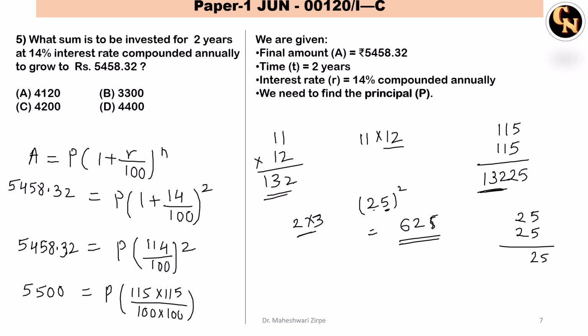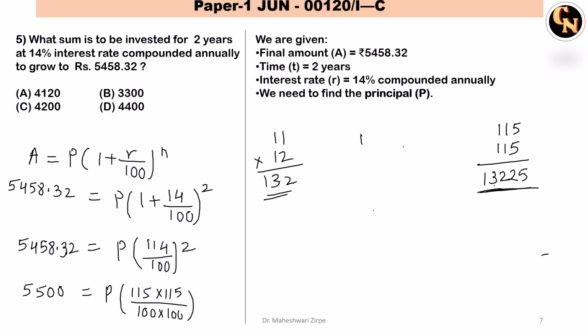So 115 square becomes how much? It becomes 13225. Okay, 13225. So let us solve the next part. Now what we have done, we have tried to take all the numbers which we can easily solve without wasting much time. Okay, we have rounded up the numbers and we will try to solve it.